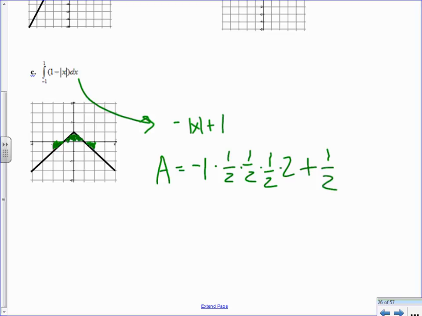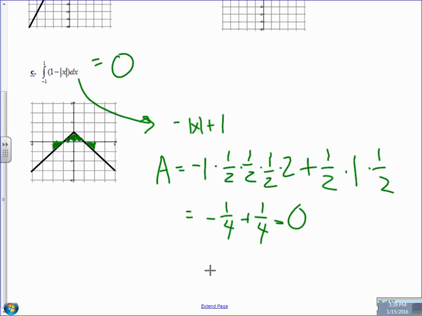It's 1/2 times the base, which is 1, and the height is 1/2. So when I work this out, I get negative 1/4 plus 1/4, so I get 0. So the answer to this integral is 0.